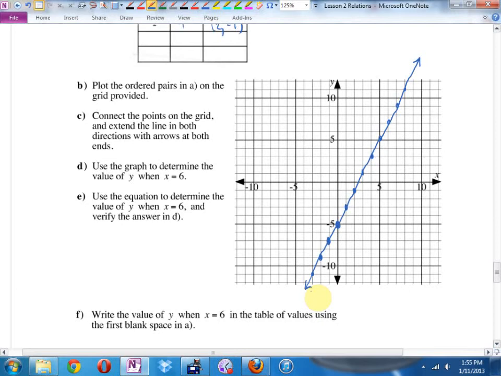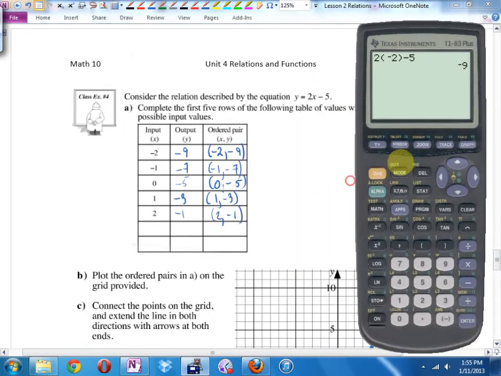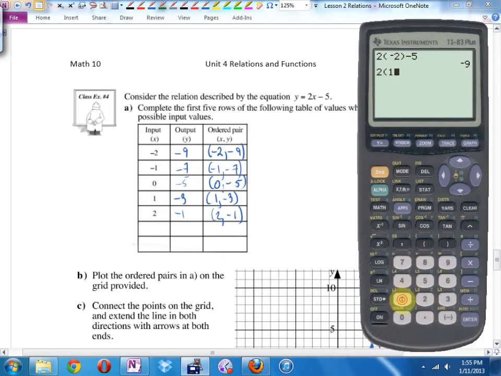There are more points. I'm limited to my graph paper, but I'm telling you, for what it's worth, 2 times 11,325 minus 5. The point 11,325, comma 22,645 is also on that graph. It is. So yeah, it goes forever.